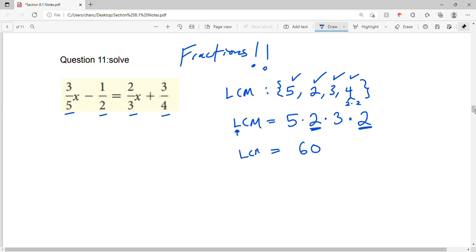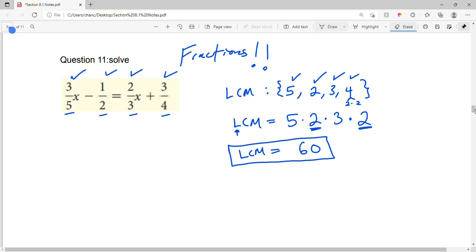Now you could easily guess the LCM, and that's probably what most of you will do. You'll guess a number, and if it's divisible by all 4 of these numbers, then we can use it for the problem. What do we do with the 60? We're going to multiply that to each and every single one of our terms.